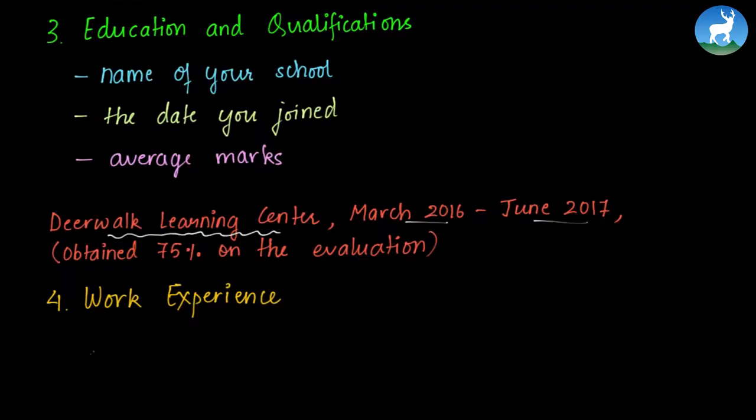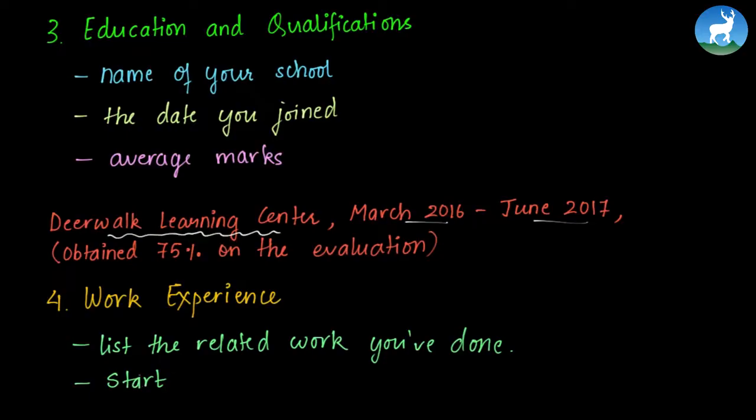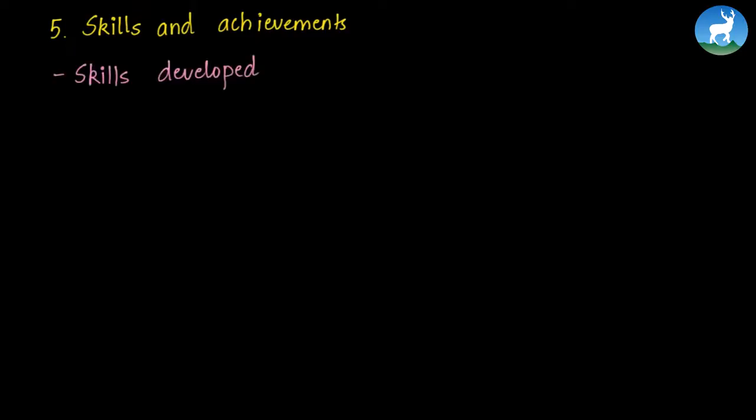So for work experience, list the related work you've done and start with the most recent job. And after you're done with your work experience, you shall now move towards the skills and achievements you have. Now this is the section where you can list the things that you accomplished at your previous job. And you can also mention the skills that you have developed through your experiences. So you can mention the skills that you developed, the rewards that you got. You can also list any of your published work or the lectures that you've delivered or classes you've taught, etc.